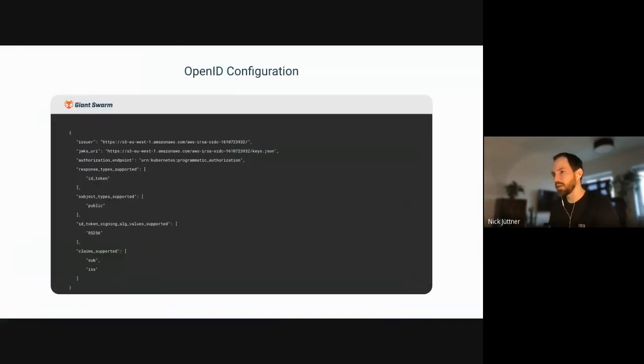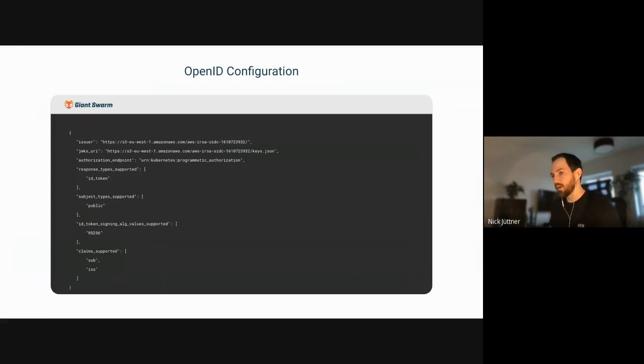As I said, the OpenID configuration looks like this. This is just an example. So you have the issuer, which is your S3 bucket. You have the JWKS URI. This is important because there you provide the endpoint for the keys in order to validate your key against the accepted keys. This is basically the location of your keys.